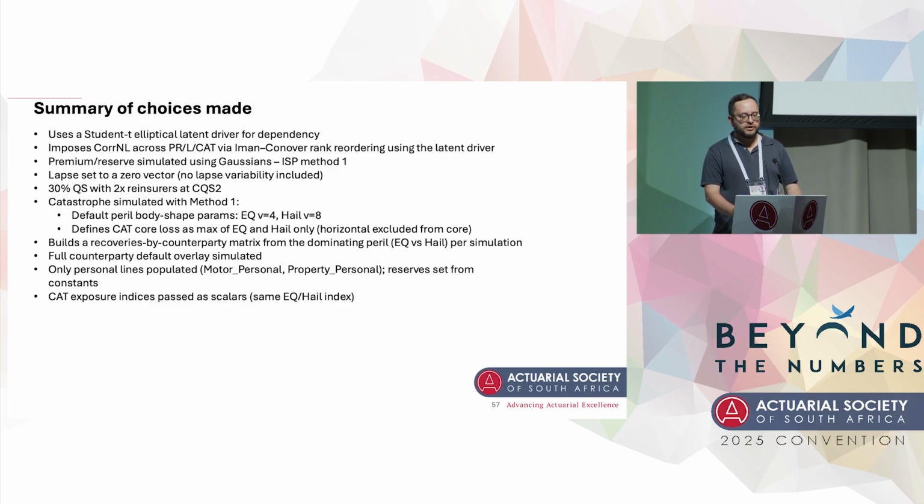So we will allow the company to make some money. We've ignored lapse risk. We've assumed a 30% quota share with 2 reinsurers. We've adopted the method 1 that we propose for simulating cat risk, which is a folded T distribution. And that's pretty much it. Let's see what it looks like.